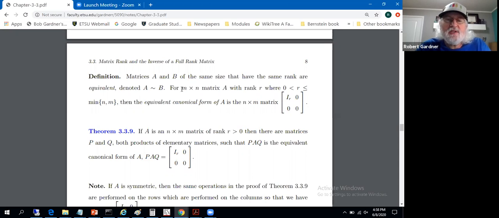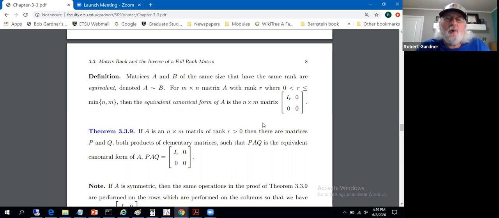For an n by m matrix A with rank R, so rank would be between 0 and the smaller of the two dimensions. If you think pivots, that's all there's room for. The equivalent canonical form of A is the n by m matrix that consists of this partitioned matrix where we've got an identity, an R by R identity in the upper left, where R was the rank of matrix A, and it's surrounded by all these zeros.